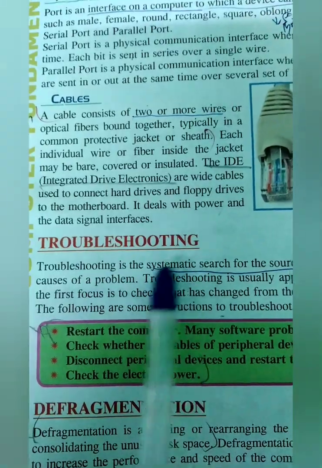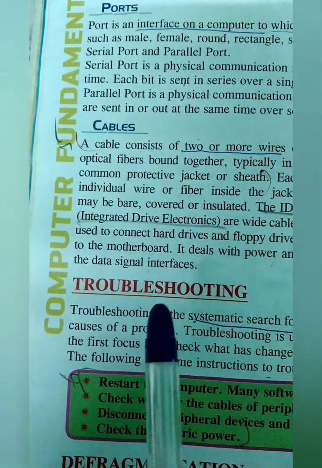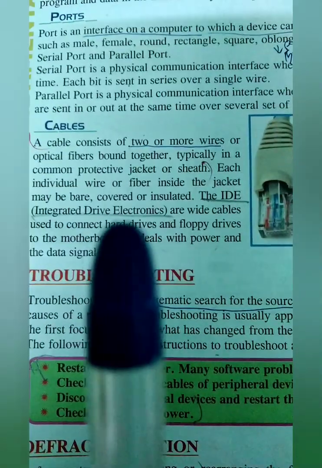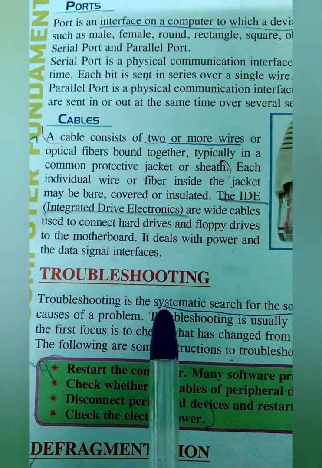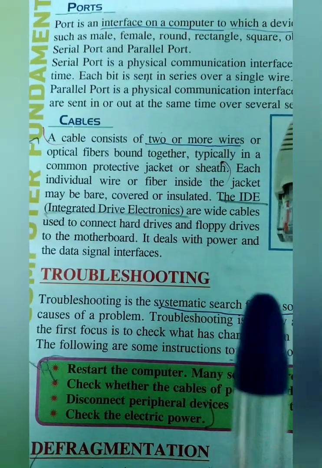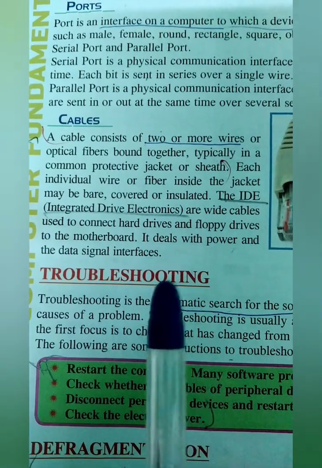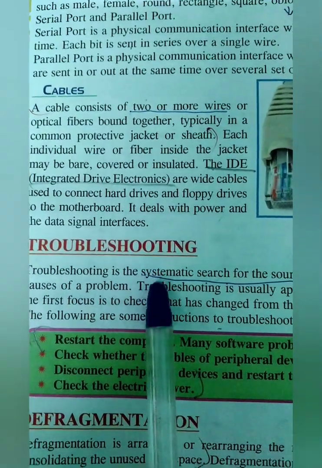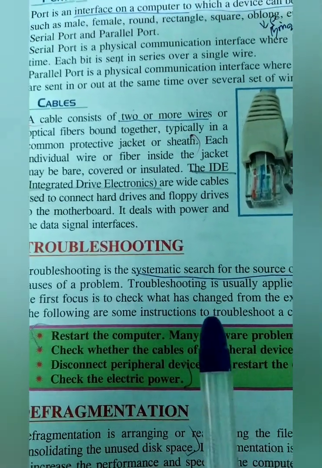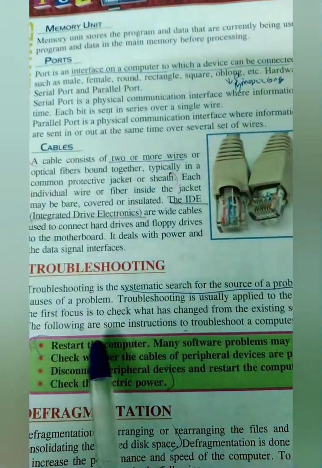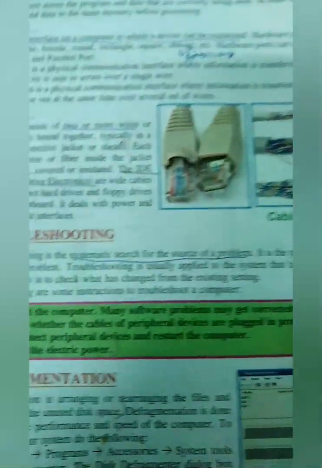The next topic is troubleshooting. What is troubleshooting? Troubleshooting helps to search for the source of the problem, and also it helps to eliminate the potential cause of a problem, and this can be done with the help of these instructions. First one is restart the computer. If any problem occurs on the computer, first we have to restart the computer. Many software problems may get corrected by this.